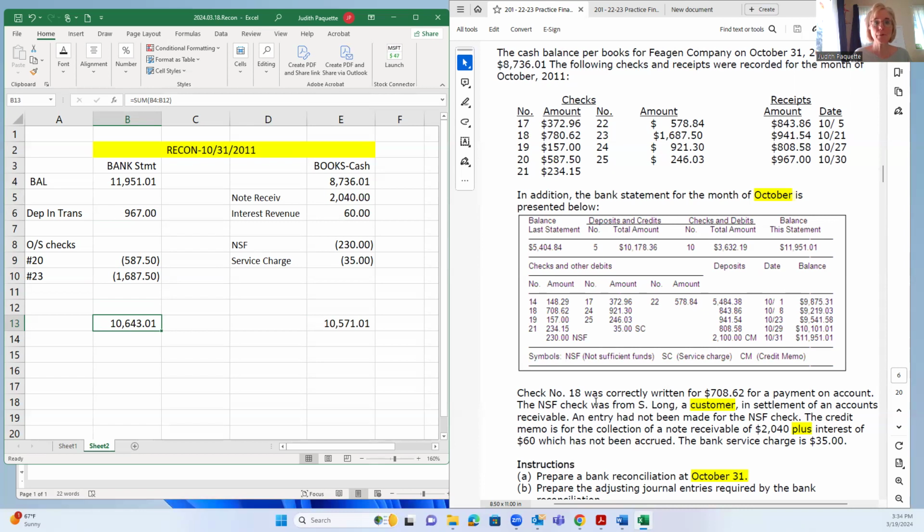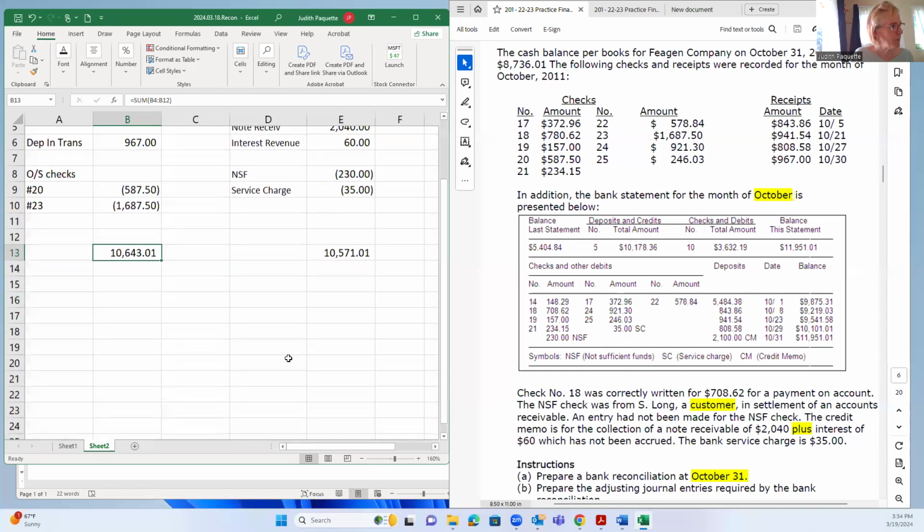And then when the company recorded the check, maybe it was a manual process or maybe a key punch error, they recorded the check as 780, but the real check should be 708. So this is going to be a correction to the company's books. The bank did it correctly. It was correctly written for 708, and that's how the bank recorded it. Okay. So we need to think about these error corrections.